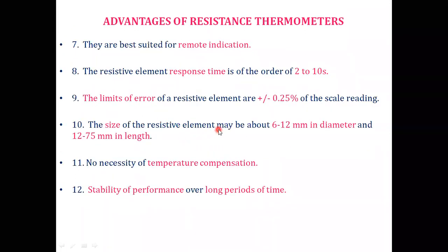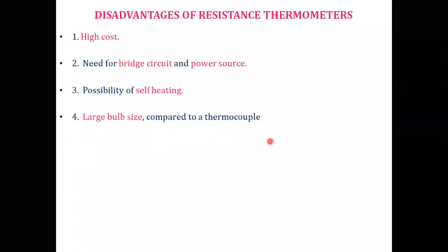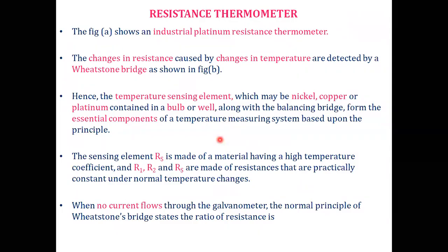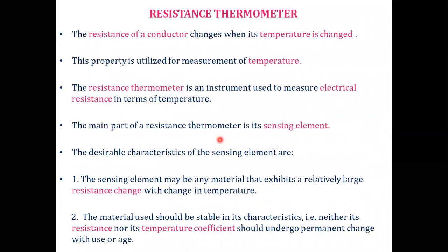We can use this instrument in remote locations also. No need of temperature compensation. Stable performance will be acquired by this instrument. Disadvantages: it is costly. We need to use bridge circuit, external power source, and self-heating effect may take place. Here bulb size is very heavy compared to thermocouple. This is about resistance thermometer. Please go through once again. I will post this PPT in your group. Okay.